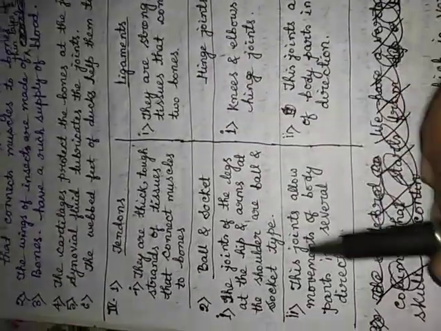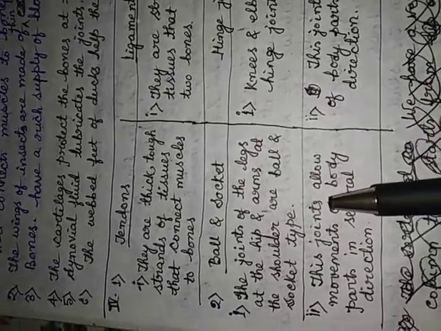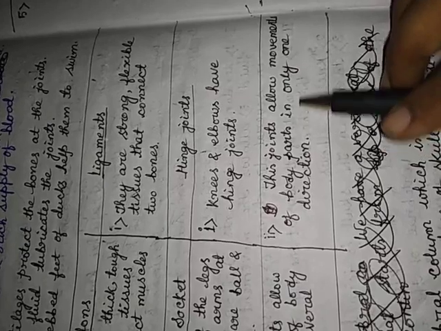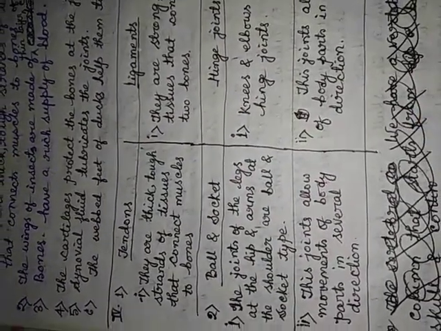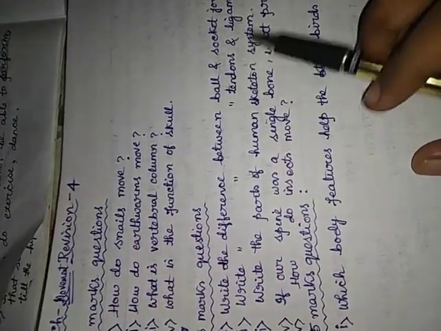Second, the function. These joints allow the movement of the body in several directions. That's why we can easily move our arm or our feet in every direction. But hinge joints allow the movement of the body parts only in one direction. Hinge joint means they allow movement of the body parts in only one direction. So according to their function, this is the difference. Clear?